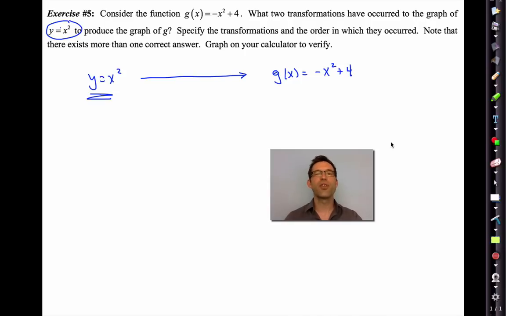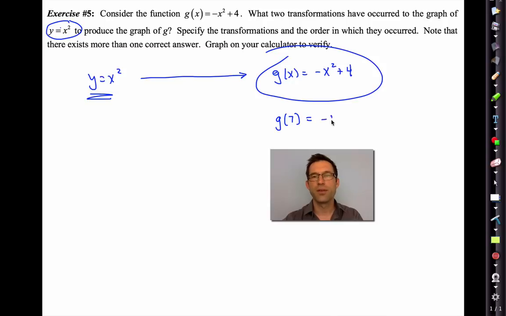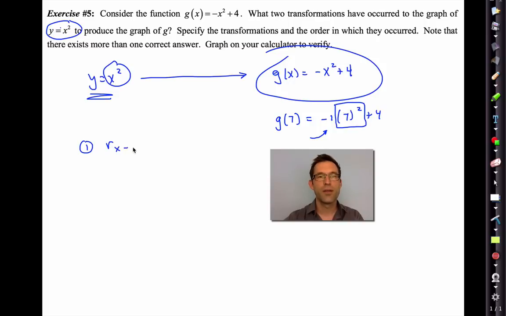All right, well, I like to think about order of operations here. If I was actually going to evaluate g, let's say, g of 7, the first thing I would do is square it. I'd do this function. And here come the transformations. The next thing I would do is multiply that by -1, and that would be a reflection in the x-axis. And after I did that, I would then add 4, which is a shift up of 4 units.